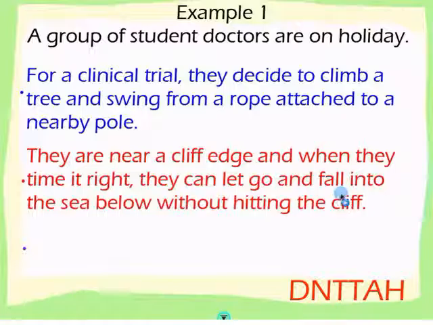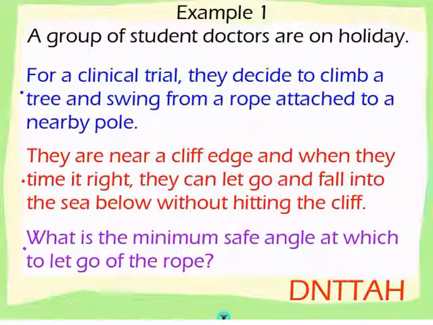They're near a cliff edge, and if they time it right, they can let go and fall into the sea without hitting the cliff. And what we want to know is what's the minimum angle that it's safe to let go of the rope without hitting the cliff.